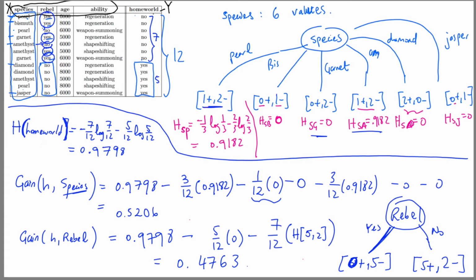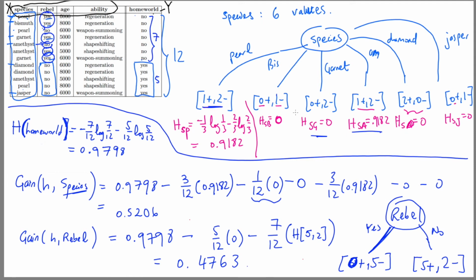statistic, so gain prefers attributes with many values. So if you look at Y, right? Well, if you have a lot of values, then what ends up happening is that the number of points that can fall in each bin is quite small.